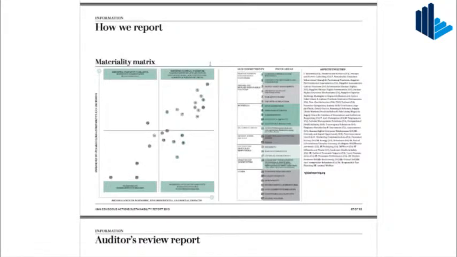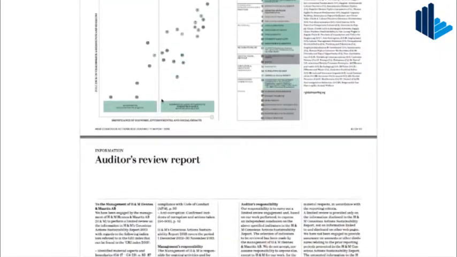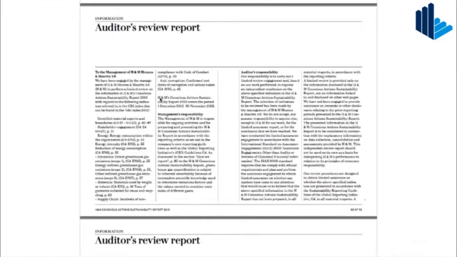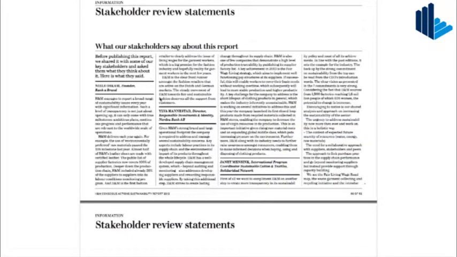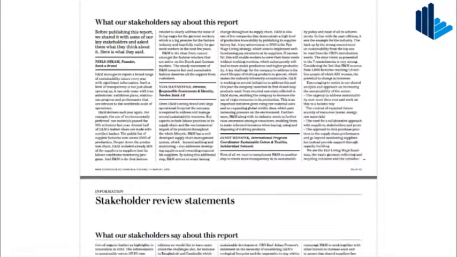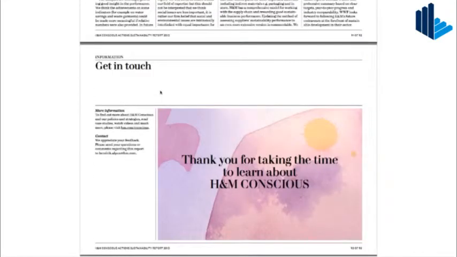They also present a materiality matrix where they identify materiality aspects of their business and basically provide additional information on how stakeholders have been engaged in this reporting process. So this is a good example of what a sustainability report looks like, and in particular what a sustainability report based on the GRI framework looks like.